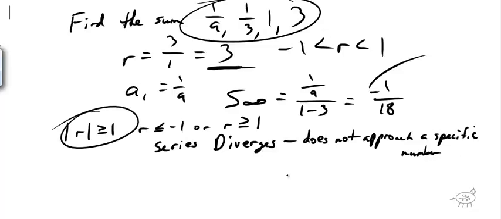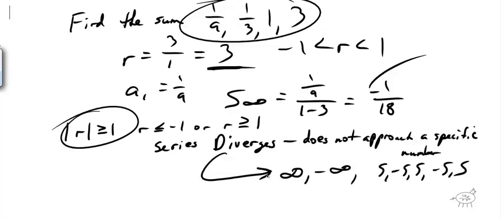What do you mean by that? It's going to go to infinity, or it's going to go to -infinity, or here's another example. If it goes from 5, -5, 5, -5, 5, if that was a sequence, it's not approaching any number. It's going back and forth and back and forth. That is diverges. Okay, diverge just doesn't go anywhere.